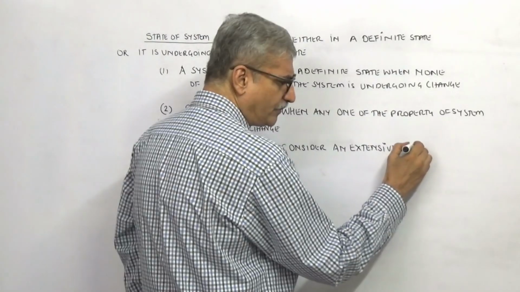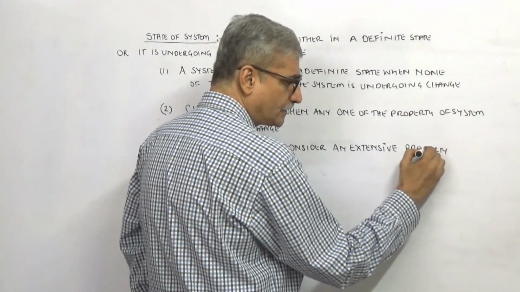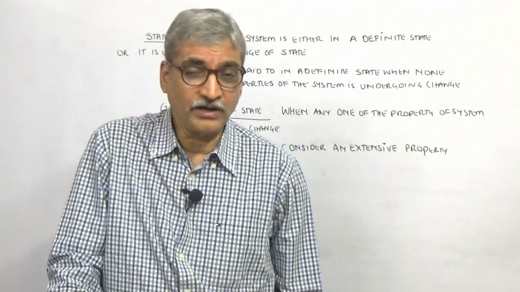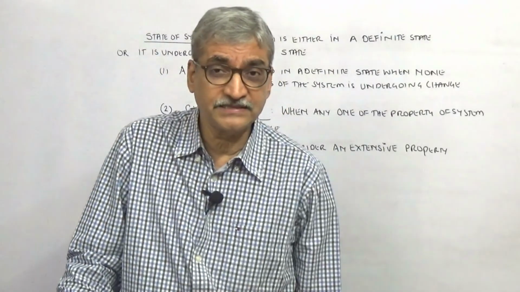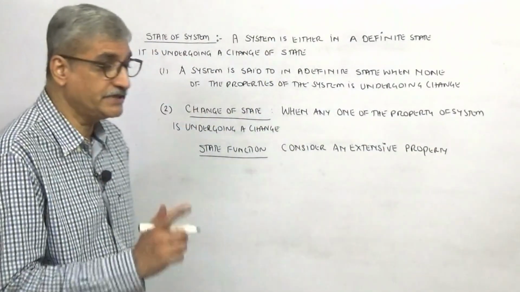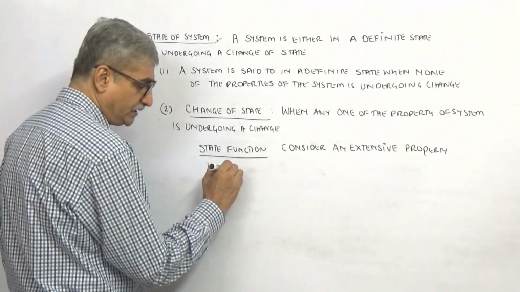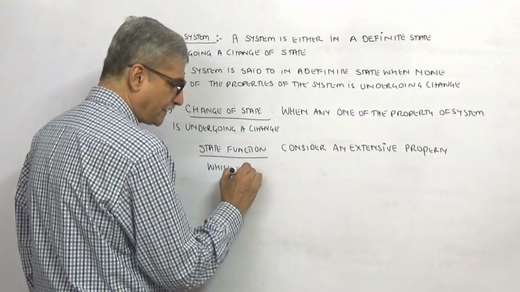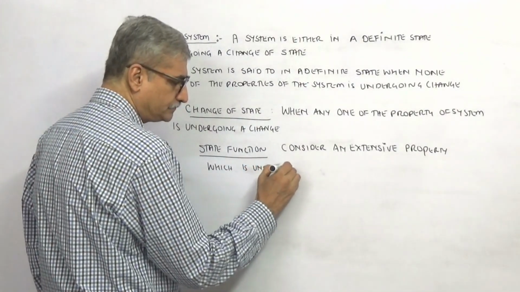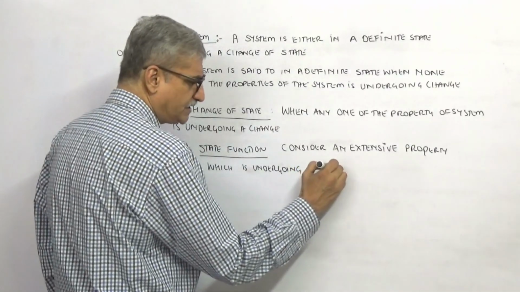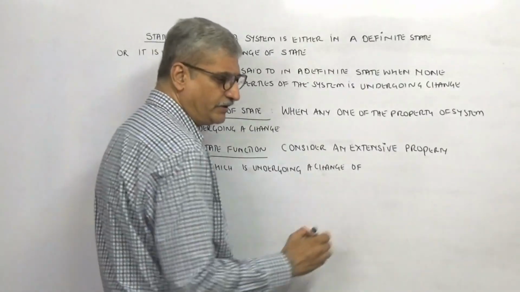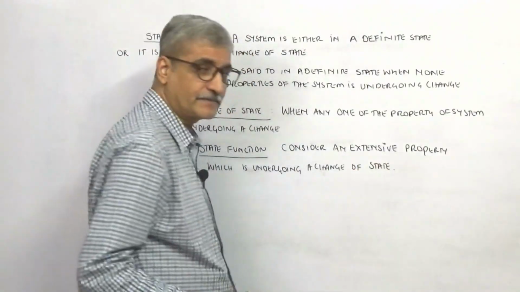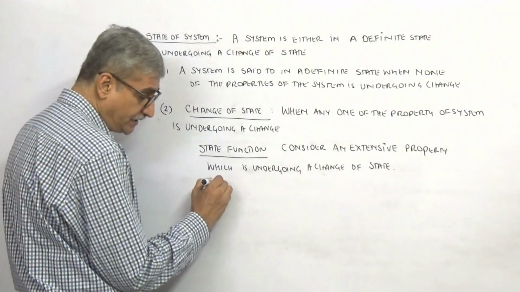Consider an extensive property. That is the first thing. This is the question they ask, na? Where they catch us in very, very mild things. What is the point over here? Consider an extensive property which is undergoing a change of state, which is not in a definite state. That means some property is changing. Clear?